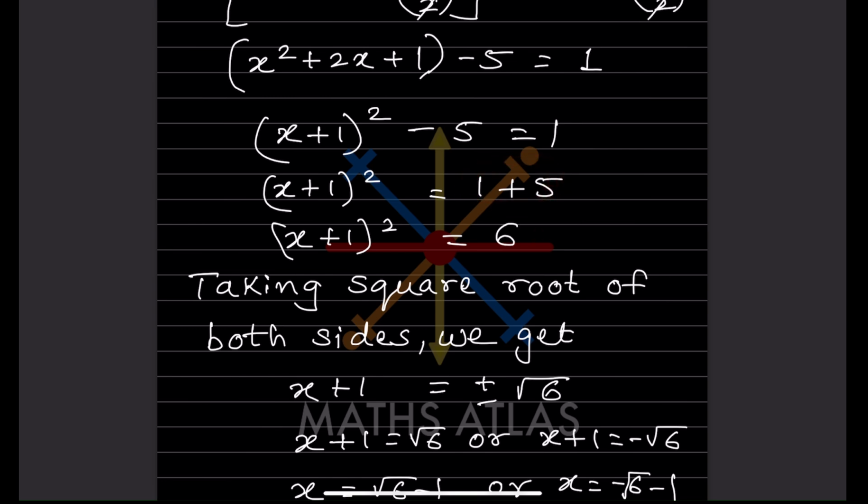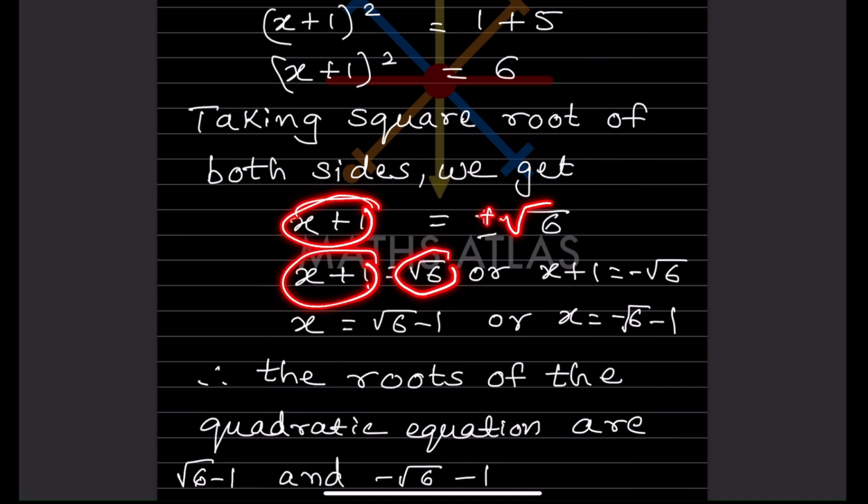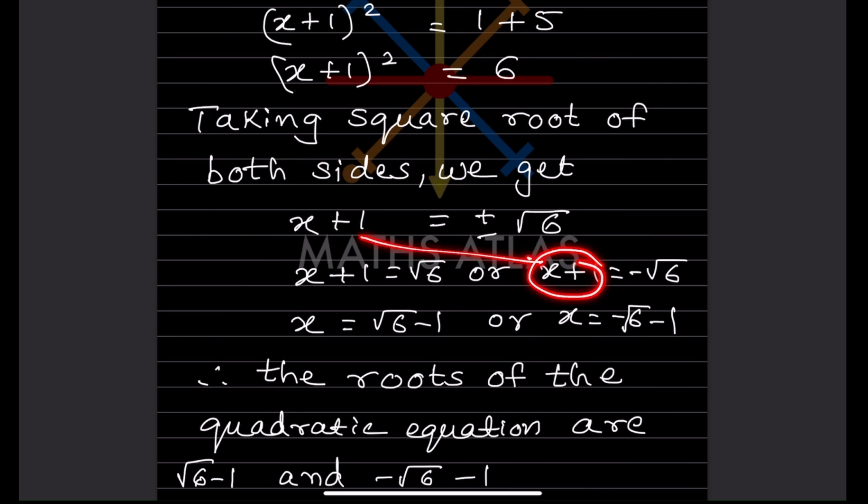So now what will you do? You are going to take the square root of both sides, here as well as here. So here you will get x plus 1, and here will be plus or minus root of 6, because this is not a perfect square. So now see here again, plus or minus means you will write the same. Once you will take plus root of 6, and here you will take minus root of 6.